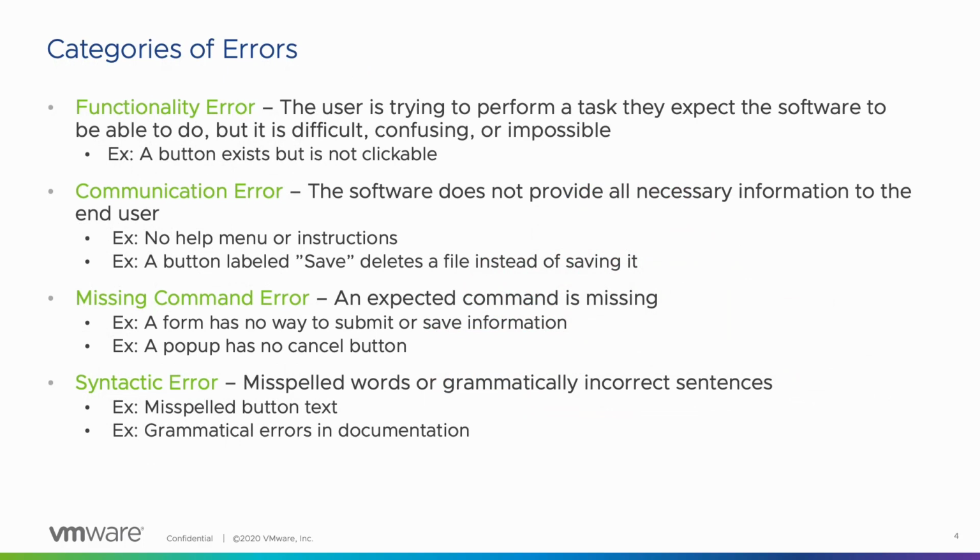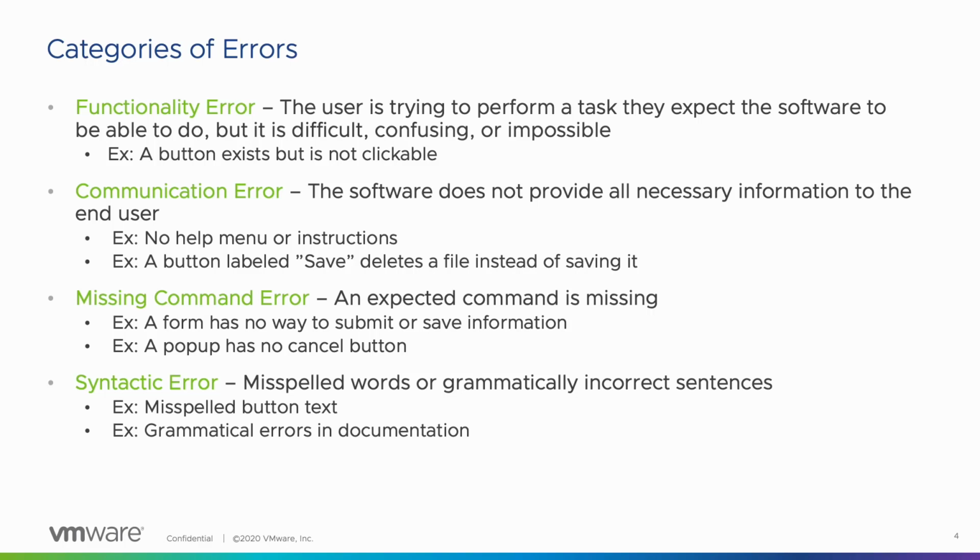A functionality error occurs when a user is trying to perform a task they expect to work, but the software makes it difficult, confusing, or impossible. An example of this type of error is a button displayed on a screen that is not clickable. A communication error occurs when the software does not provide all necessary information to the end user. Some examples include the absence of a help menu or instructions, or a save button that deletes a file instead of saving it. The user is expecting the button to do as labeled and save the file, so there is a miscommunication between the expected behavior and the actual behavior.